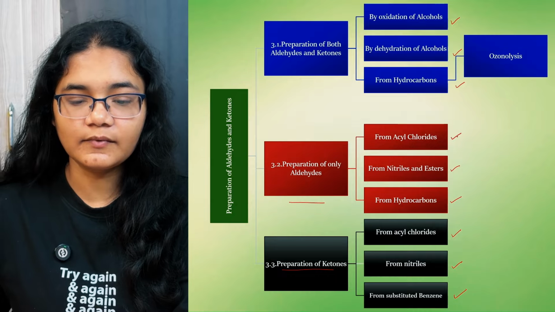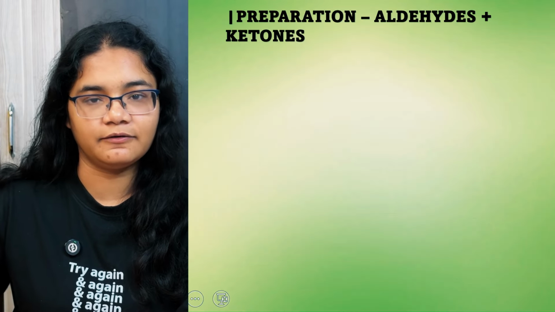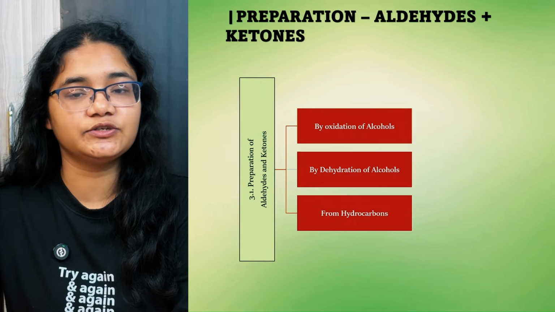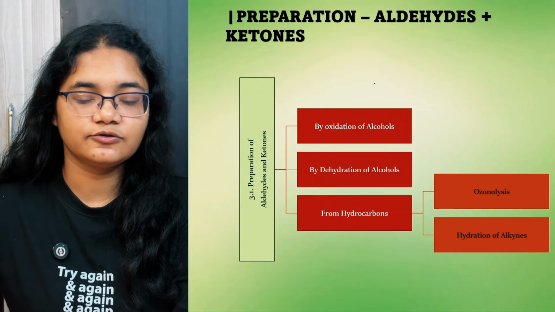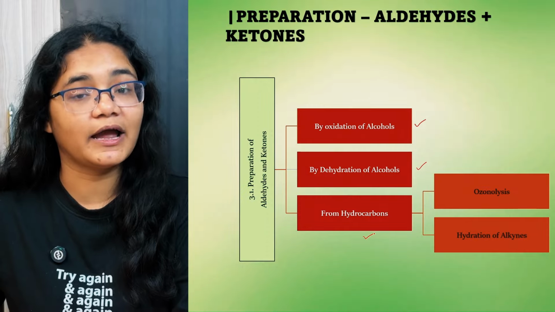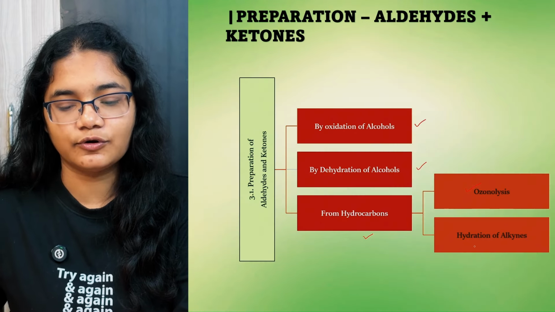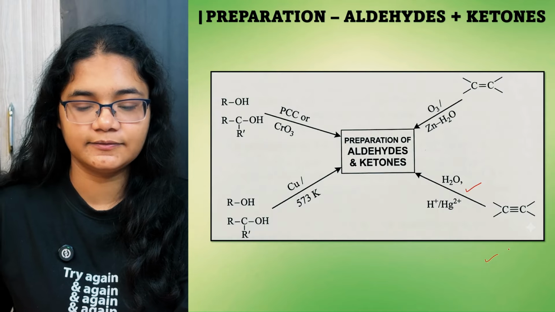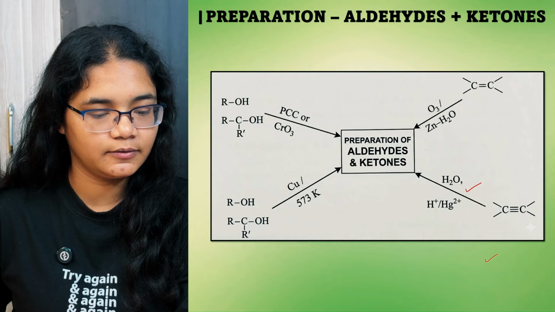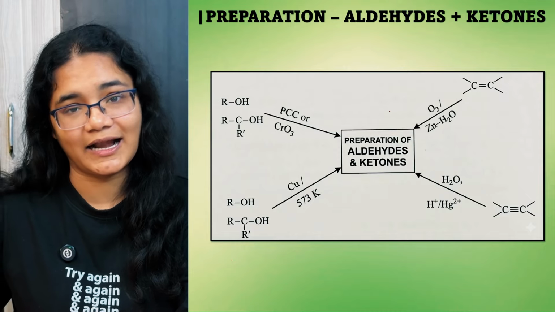So further there is classification of that, but we'll go through that one by one. So now we are talking about those reactions by which we can prepare both aldehydes and ketones. So the first ones are the oxidation of alcohol, dehydration of alcohol, and from hydrocarbons. And from hydrocarbons we have ozonolysis and hydration of alkynes. Okay. So first we will see here the preparation of both aldehydes and ketones.